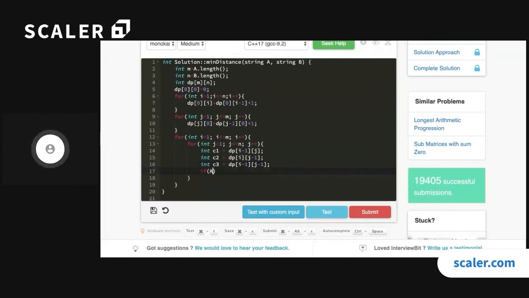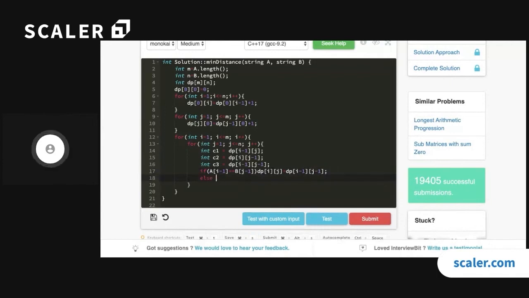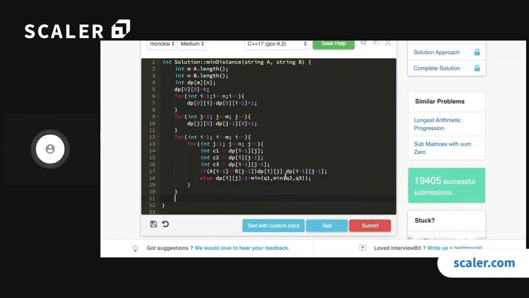Now if the current characters are the same, that is a of i minus 1 is equal to b of j minus 1, then dp of i j is equal to dp of i minus 1 j minus 1. We don't have to add any cost because the characters are the same. Else, we store dp of i j equal to 1 plus the minimum of c1, c2, and c3. And finally we will return dp of m n.